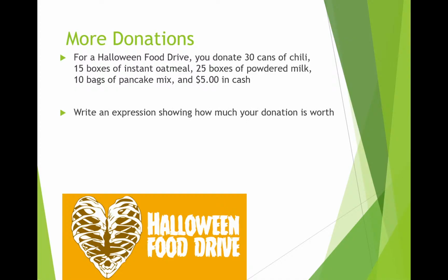Write an expression showing how much your donation is worth. We're going to start with the whole thing, so don't worry about factoring it yet. We're going to do that in a minute. For now, just write an expression that represents the whole donation. 30 cans of chili, 15 boxes of instant oatmeal, 25 boxes of powdered milk, 10 bags of pancake mix, and $5 in cash. Give it a try, and here we go. I could go for some pancakes. Teach! Pancakes sound pretty good right now. Beautiful. Very good, Annie. Exactly.